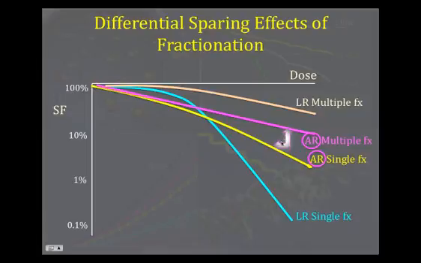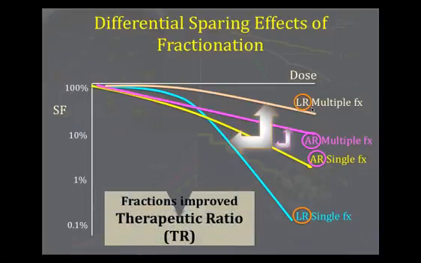If you can see here, that's what we lose in terms of cell killing for acute responding tissues. And that's what we gain when we are fractionating late responding tissues. That's the case of the brain. So basically, fractions improve the therapeutic ratio.